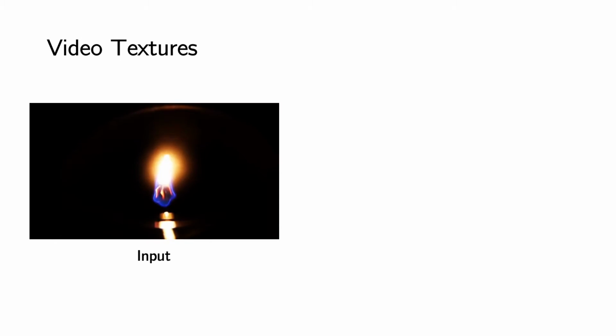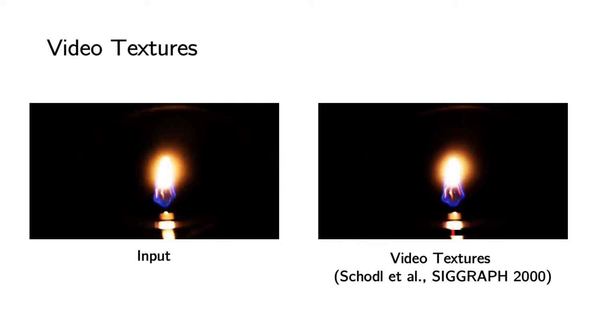Given this 3-second clip of a candle flame, this method synthesizes a 10-second clip by finding alternative, plausible transitions in the input video to produce different yet dynamically consistent videos. The red bar at the bottom indicates the part of the input video that's being played.